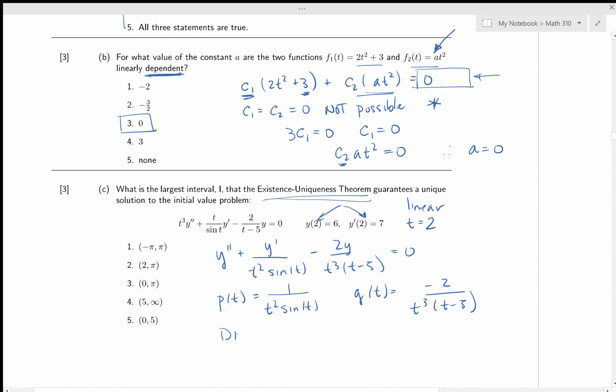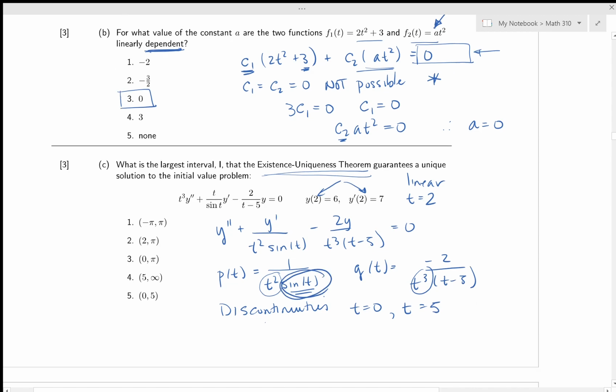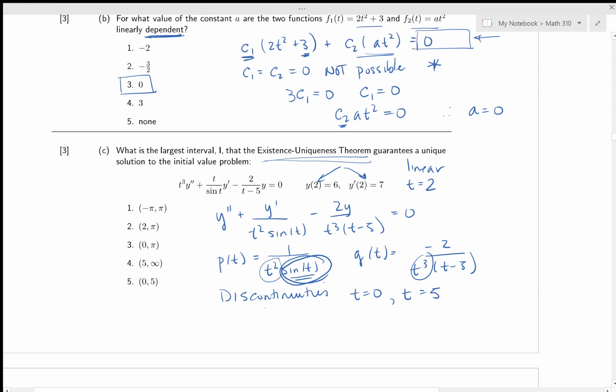So I'm looking for the discontinuities in P of t and Q of t. And where are those? Those are at t equals 0 because of that problem, and also the sine function is also 0 there, and then I'm seeing t equals 5 is also a problem. And then, oh, I have to be a little bit more careful about the sine function. It's because the sine function is not just 0 at 0, but it's also 0 at any value of n pi, n in Z. So it's important to identify all of the discontinuities.